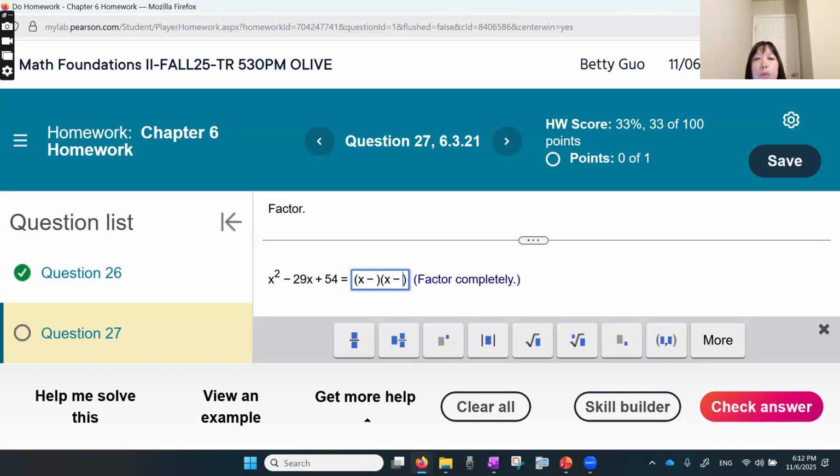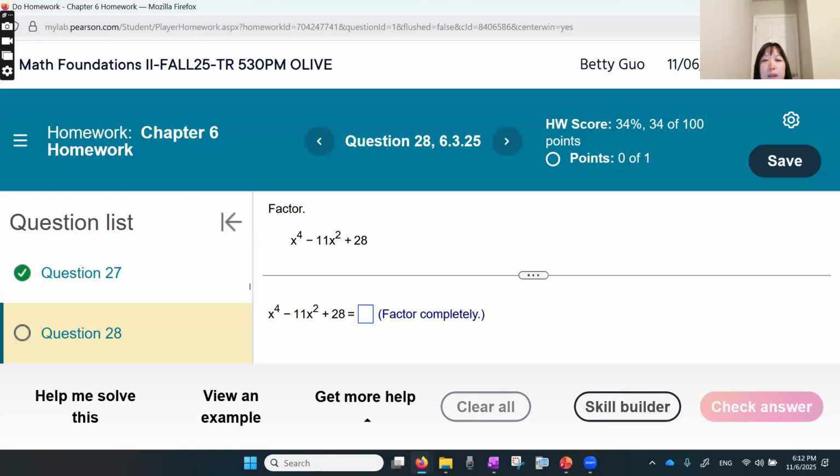154, 227. There we go, 227. Negative 2, negative 27, multiply to positive 54, add up to negative 29. Done.